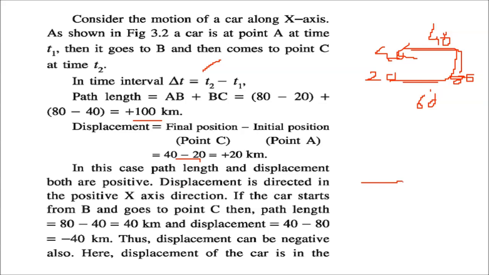Displacement is directed in the positive direction if the car starts from B to C, as you saw in the figure. So path length was 80 minus 40 and displacement was 40 minus 80. In this case, the displacement was 40 minus 80, so it is minus 40 kilometers. The displacement can be negative. Distance will not be negative, but displacement can be negative.